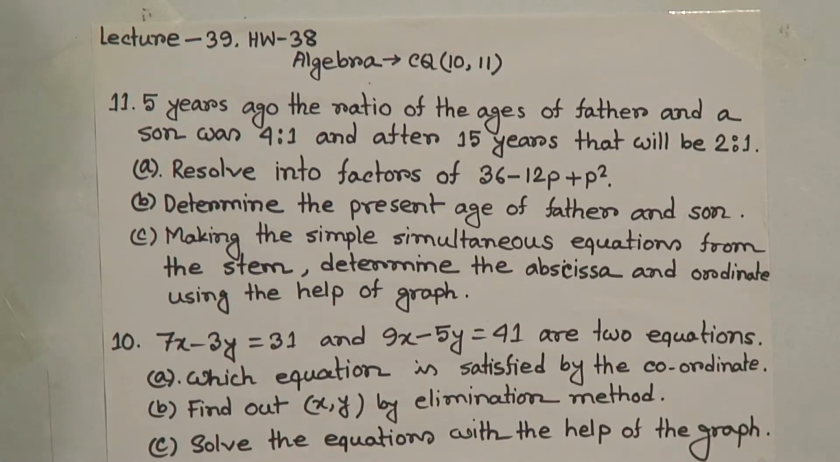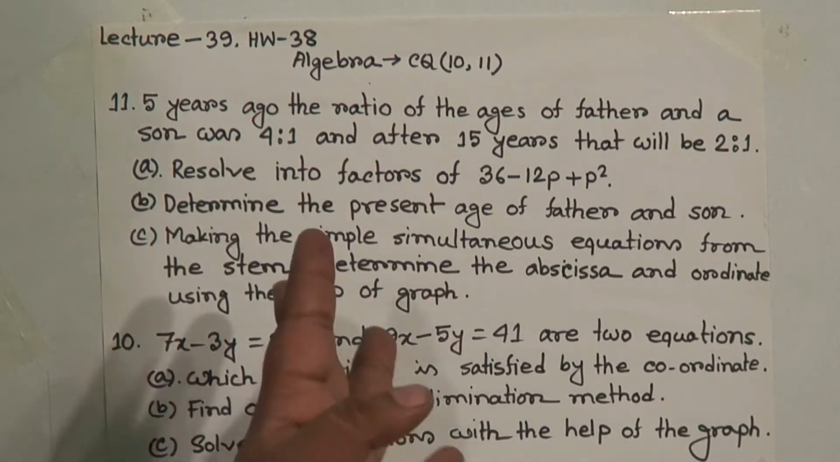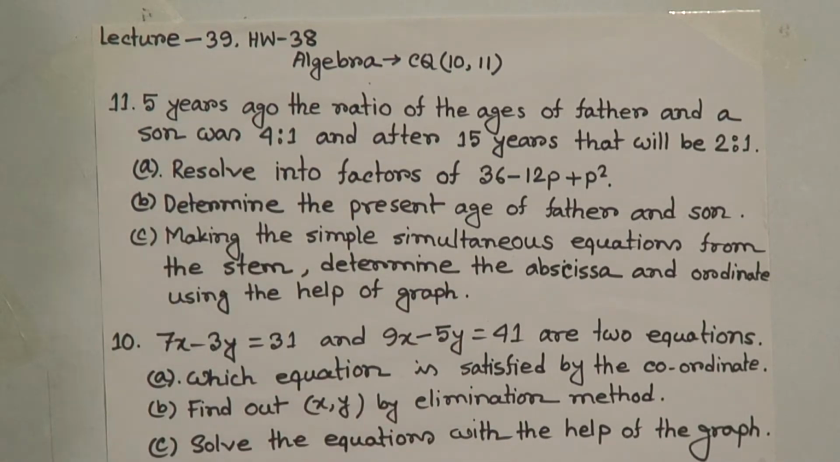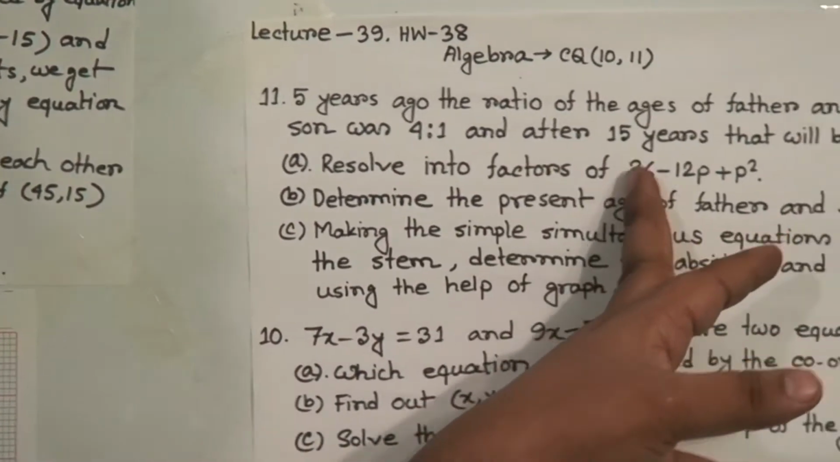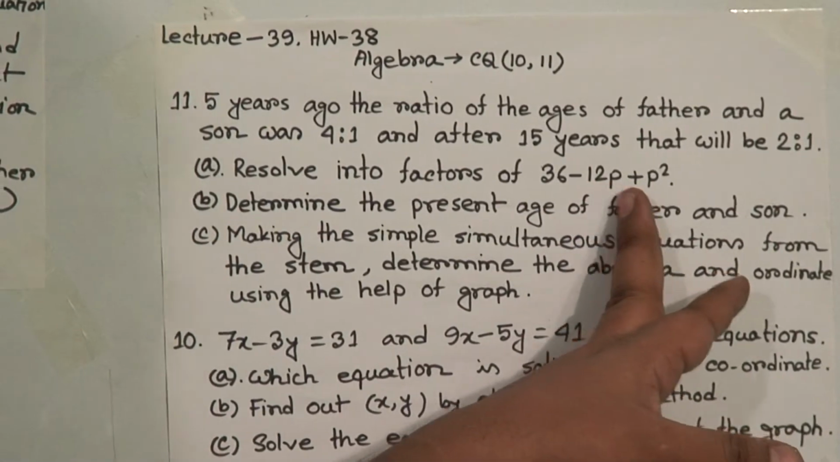Dear students, by using this information we make two simultaneous equations. After that we draw a graph from those equations and we get the required solution. From that solution we find the abscissa and ordinate. Okay, I hope you have understood. Now let us start. At first we solve question number A. Resolve into factors 36 minus 12p plus p square.